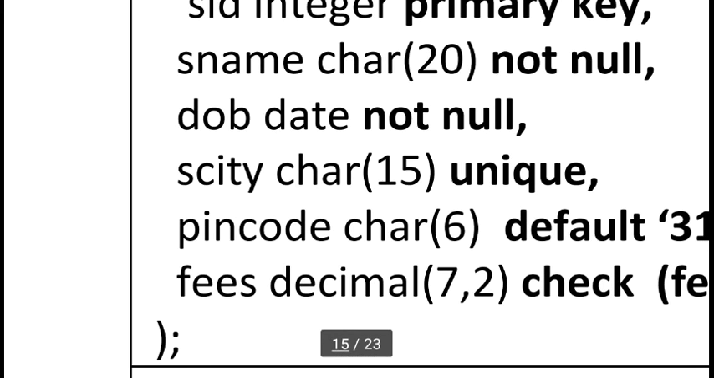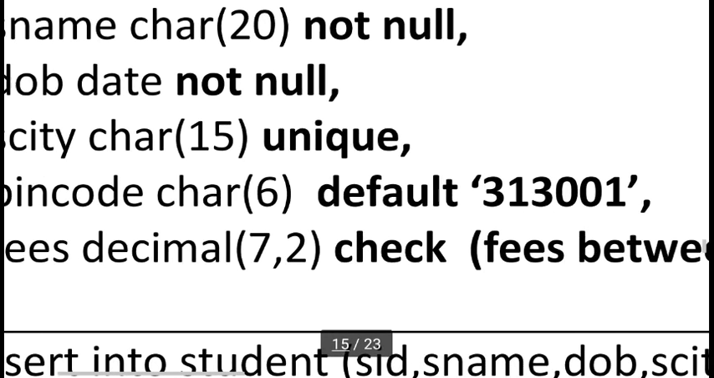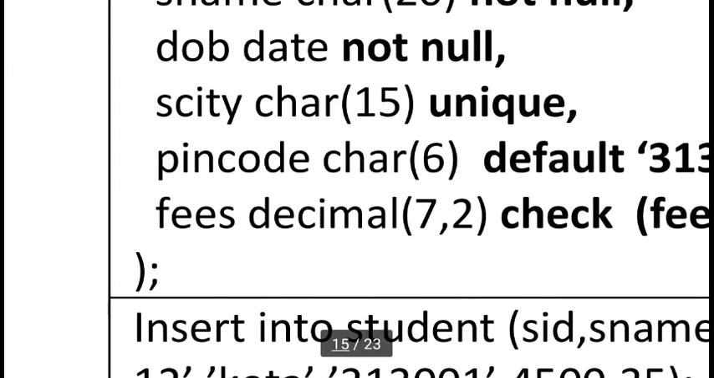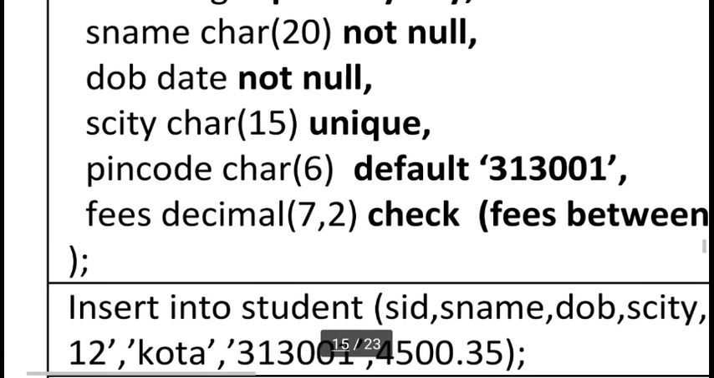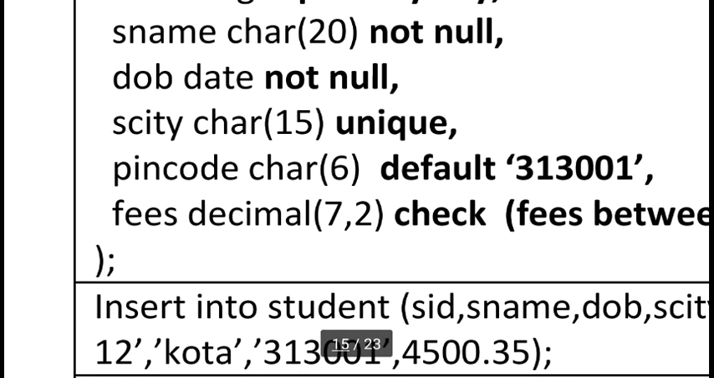DOB, date of birth. Date is our data type, NOT NULL, so we cannot leave date of birth blank; we must input it. Here I am using NOT NULL, comma. SCT, CHAR(15), UNIQUE. Okay, so all students have unique city names. Pin code, here I am using CHAR(6), but the default pin code is 313001. If we do not input the pin code, 313001 is automatically inserted.